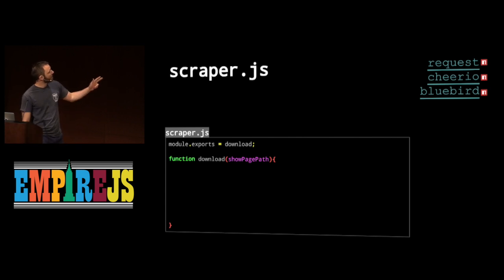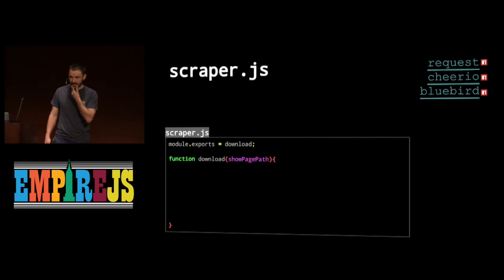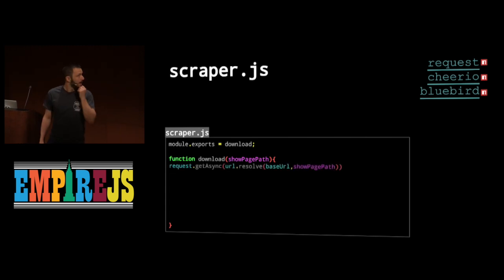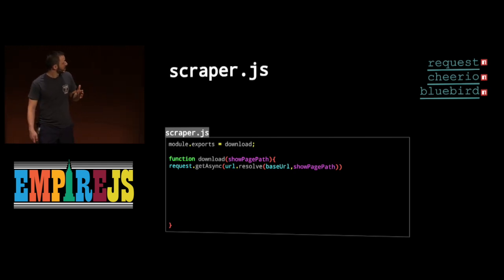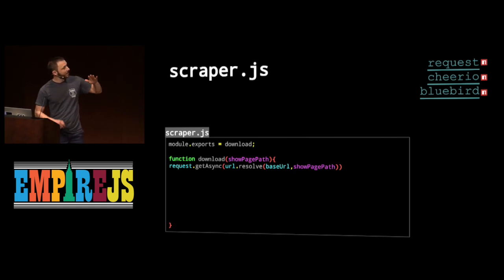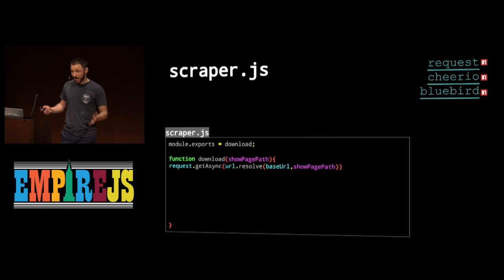So here we're going to start out. We have our scraper module. It just has one function called download. We export that. We're going to use the request HTTP library to request the show page, radioechoes/the Berkus Way. And I've actually wrapped that in Cheerio promises.